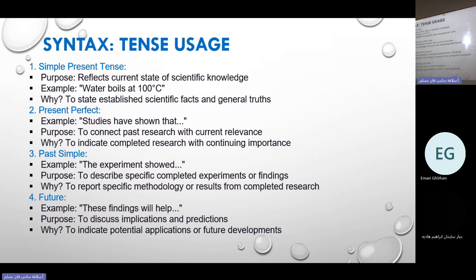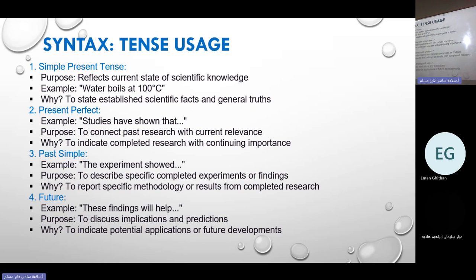The present perfect. Why do we use the present perfect? For example, studies have shown that. It's a verb used to connect past research with current relevance. Why? To indicate completed research with continuing importance. We all know that the present perfect is something that happened in the past and it has effects in the present.